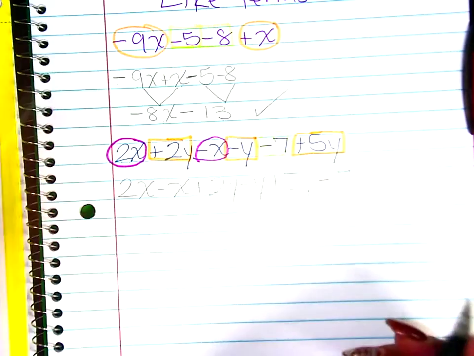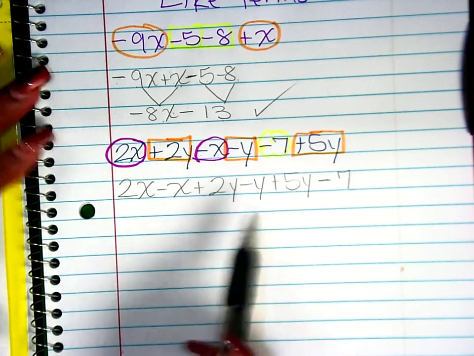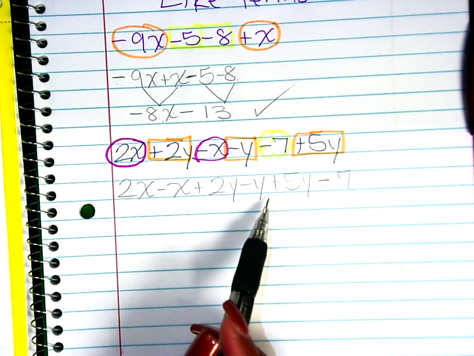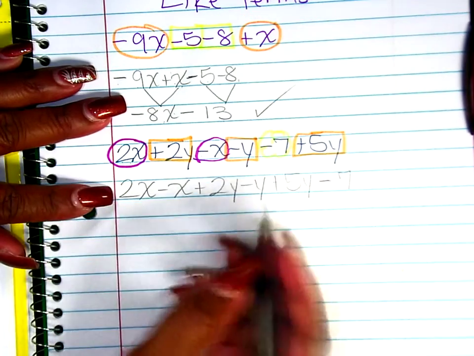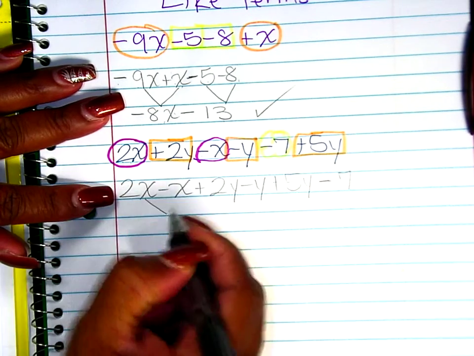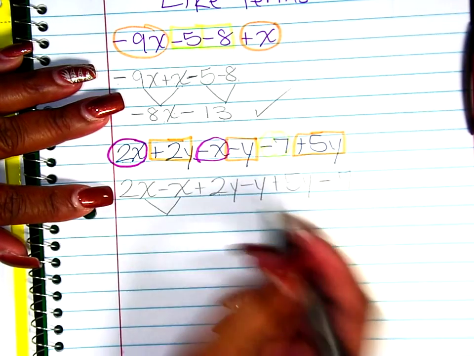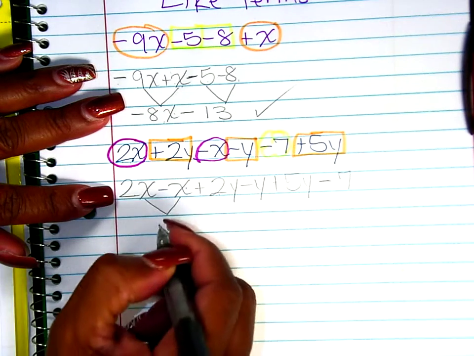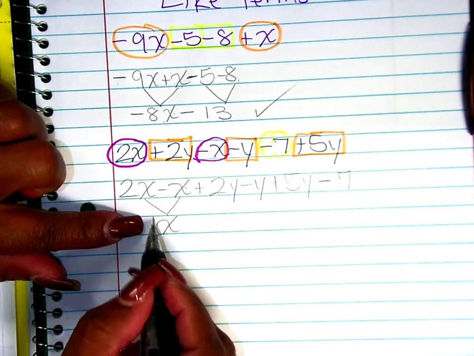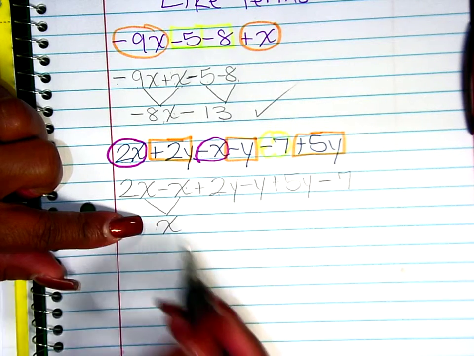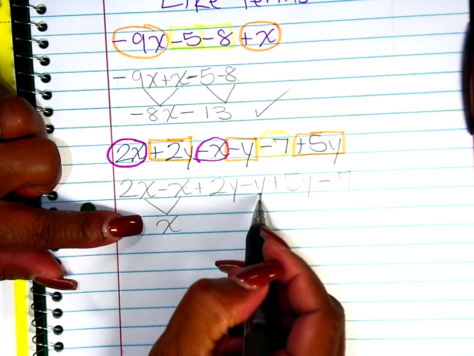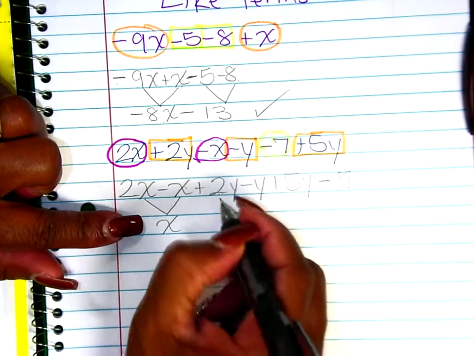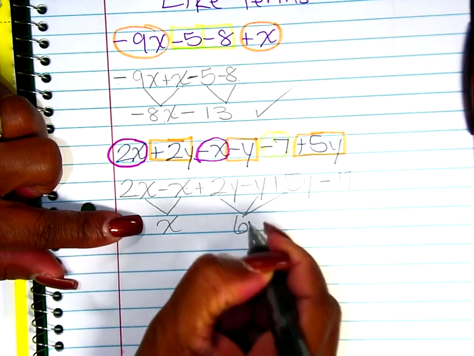So let me fix it. So notice I rearrange it, rewriting it, basically using the commutative property. Rearranging. Okay. So now I'm going to combine my like terms. So 2x minus x is just x. We know it's 1x. We don't have to identify the 1. Here I have 2y minus y, which is 1y. 1y plus 5y is, there you go, 6y.